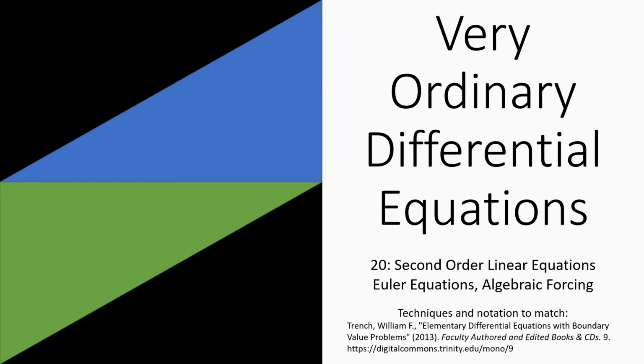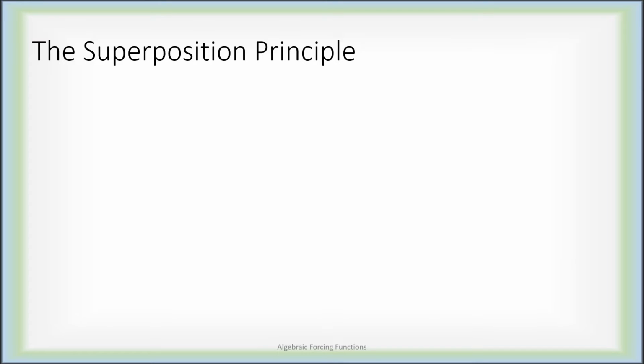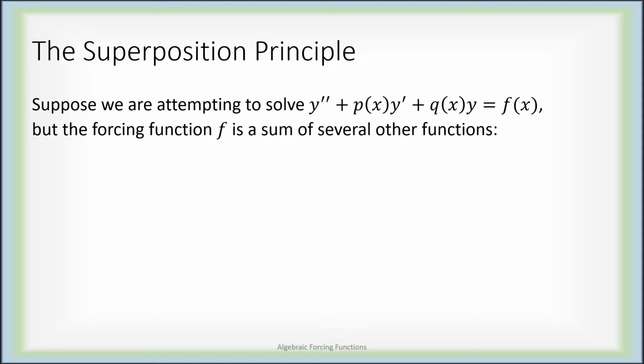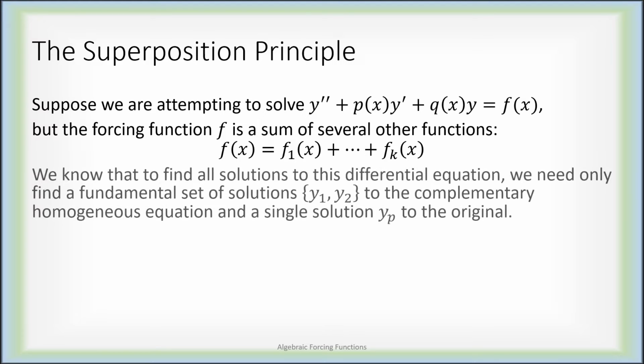In this lecture, we return to the study of second-order Euler equations, but now with algebraic forcing functions. First, let's cover something known as the superposition principle, which sounds much fancier than it actually is. Suppose we're attempting to solve a second-order linear equation that's not homogeneous. But the forcing function f isn't just not zero, it's actually the sum of several other types of functions. For example, it's some f1 of x plus an f2 of x, etc.